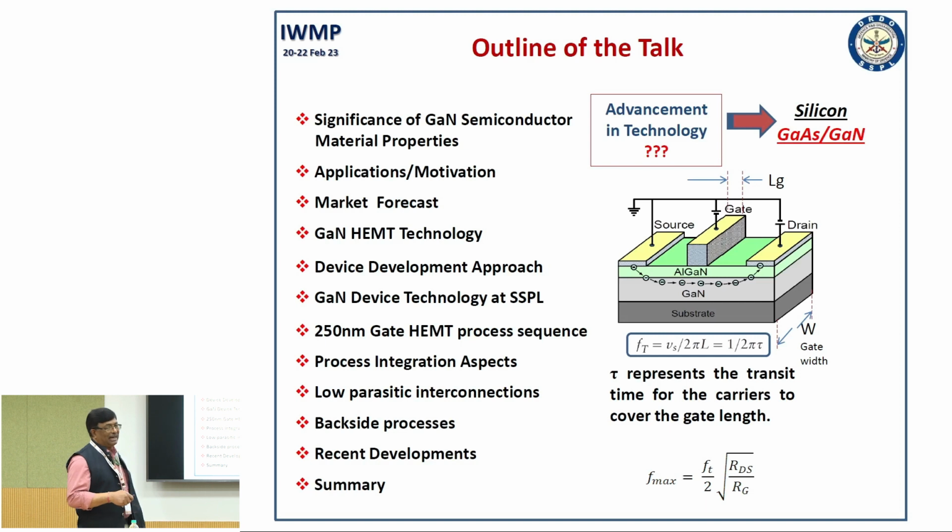And then Fmax. Fmax is a figure of merit. It is basically the frequency at which your power gain is unity. So these two are the main criteria to define how good a device is for a particular frequency operation.